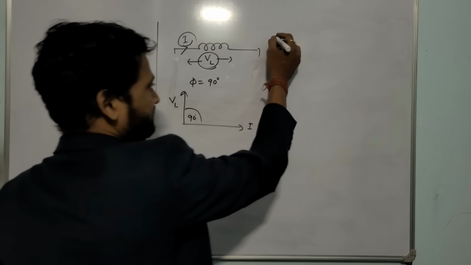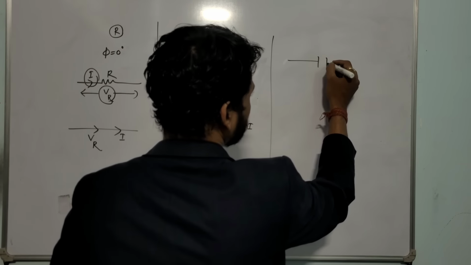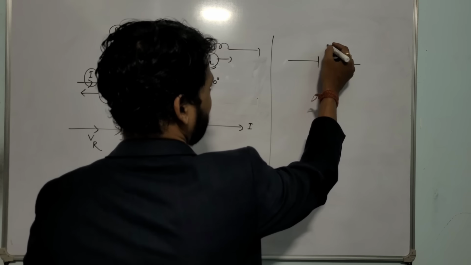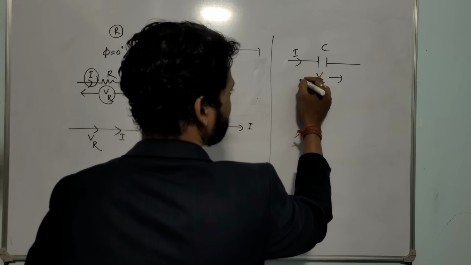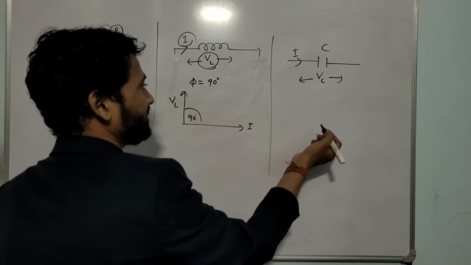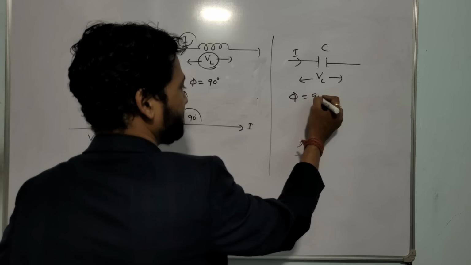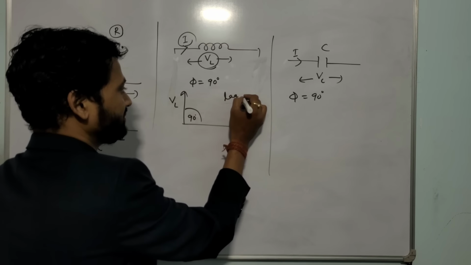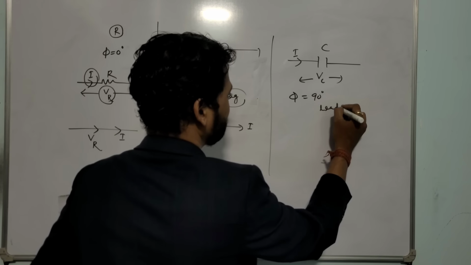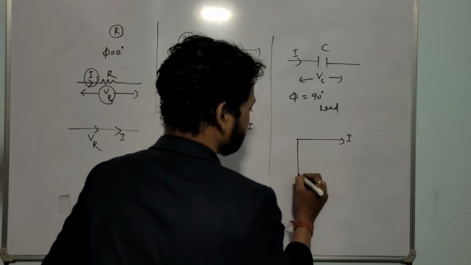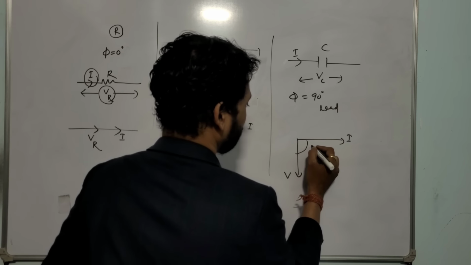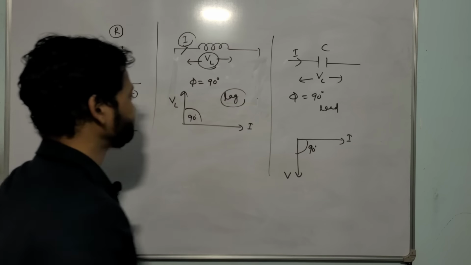Similarly, if AC is given to a pure capacitor, if AC current is flowing through a capacitor, the angle between the voltage across the capacitor and current is again 90 degrees. So phi is 90 degrees, but for the inductor it was lagging. Here it is leading. That means current leads, and this one is current, this one is voltage. So an overall idea has come.